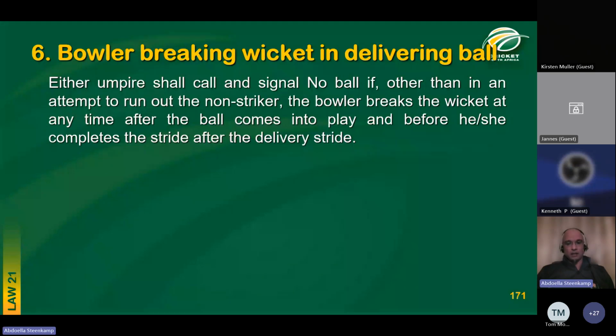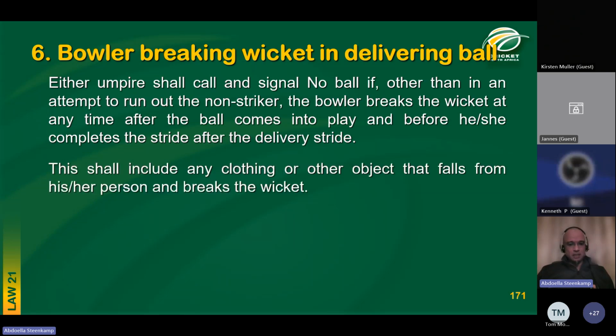So if a bowler, while running in and going to deliver the ball, breaks the wicket with any part of his or her person, either umpire is to call and signal no ball. This shall include any clothing or object that falls from the bowler and thus breaks the wicket.